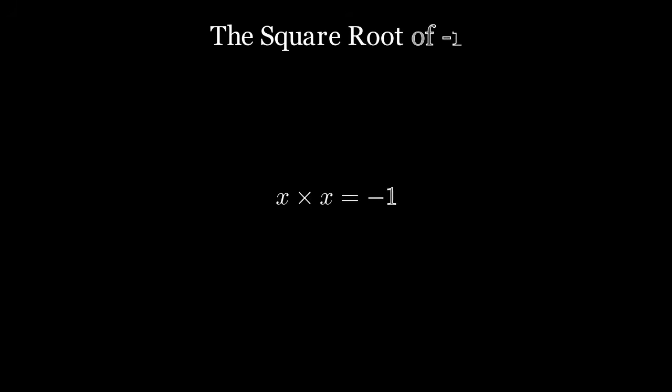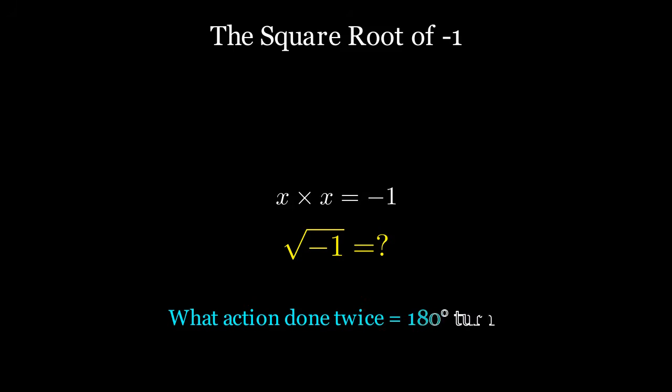This brings us to the ultimate historical math crisis, the square root of -1. By definition, we are looking for a mystery number, let's call it x, that when multiplied by itself equals -1. But let's reframe this using our driving analogy. We are looking for an action that when applied twice results in a 180-degree U-turn. Mathematically, it's a profound question. What is half of 180 degrees? The answer is brilliantly simple, 90 degrees. The mystery action is a quarter turn.